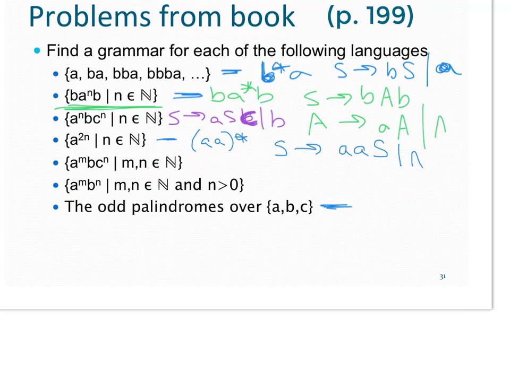Okay, so the only one here that remains that I want to do is this odd palindromes one. And you need to know what a palindrome is. A palindrome is, of course, a string that the beginning and end repeat. So here's some odd palindromes. I'll do them in purple over ABC.